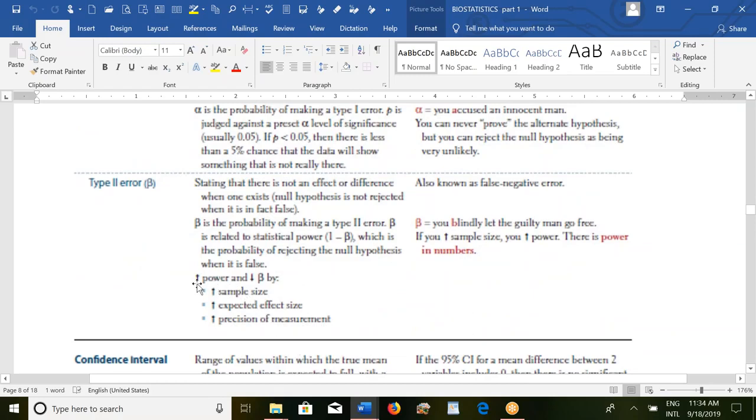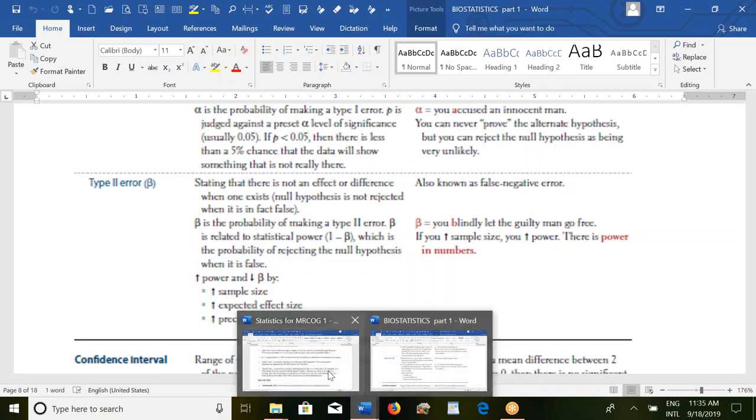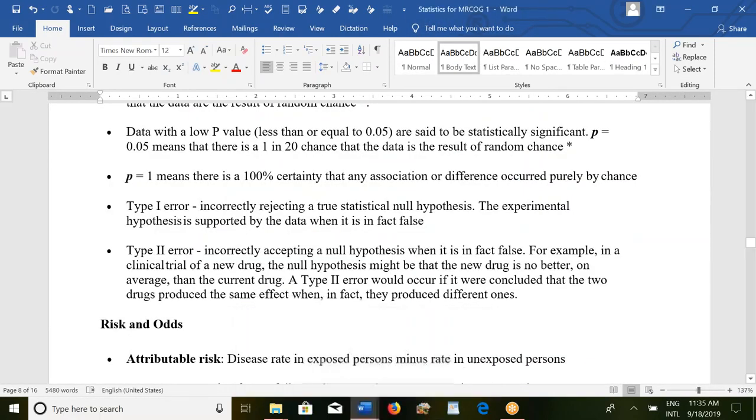So if the power is increased, then beta, the chance of having type 2 error, will decrease. Why? Because there will be a bigger sample size, and then with a bigger sample size, the expected effect size will also increase, and precision of measurement will also increase. So type 2 error is also known as false negative error. So beta means that you blindly let the guilty man go free, he should have gone to jail, but nothing happened. So type 2 error, failure to reject null hypothesis when it was wrong.